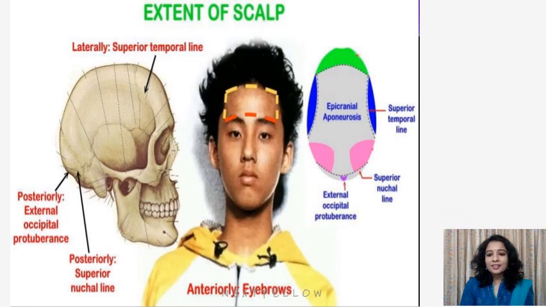Now let's begin the scalp with the extent. So the scalp extends anteriorly from the superciliary arches where our eyebrows are present. So the forehead is the common part between the face and the scalp. So anteriorly it extends from the superciliary arches, posteriorly up till the external occipital protuberance.